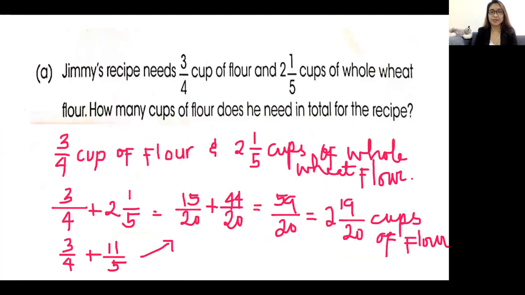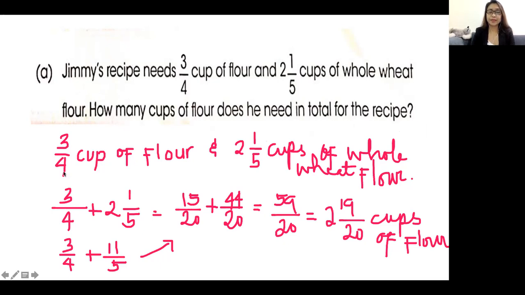All right, so this one we have already tried before. Okay, now here's the one. Jimmy's recipe needs 3/4 cup of flour and 2 1/5 cups of whole wheat flour. How many cups of flour does he need in total for the recipe? Okay, so what are given? There are 3/4 cup of flour and 2 1/5 cups of whole wheat flour.